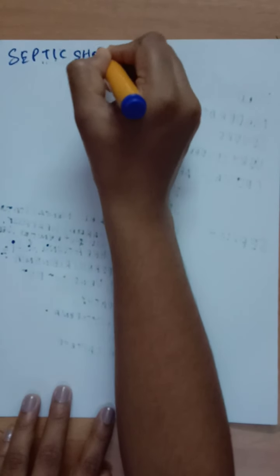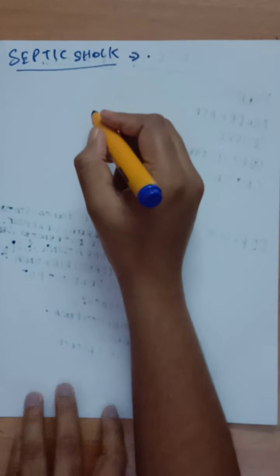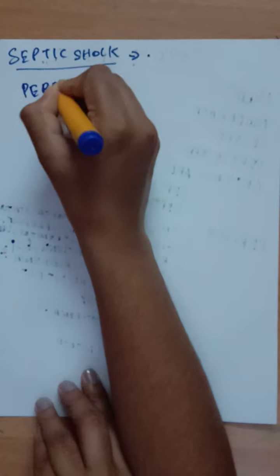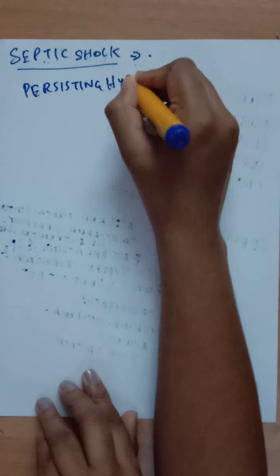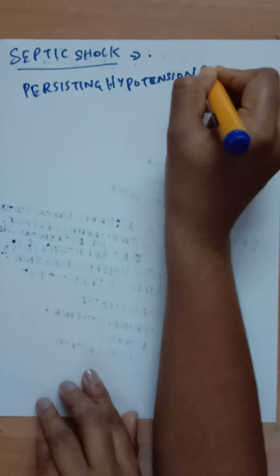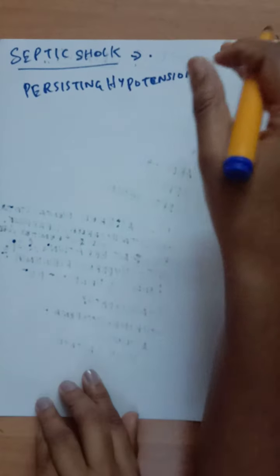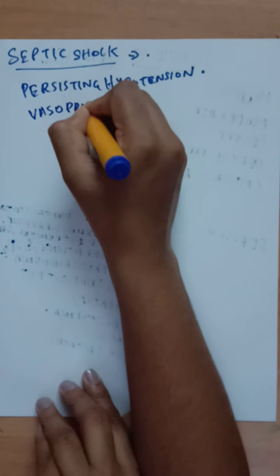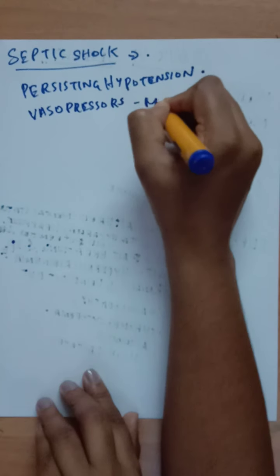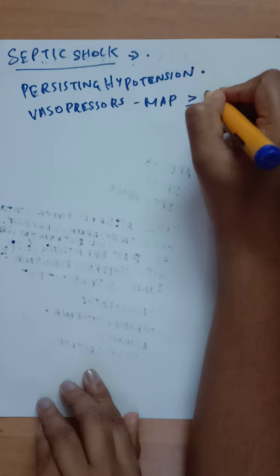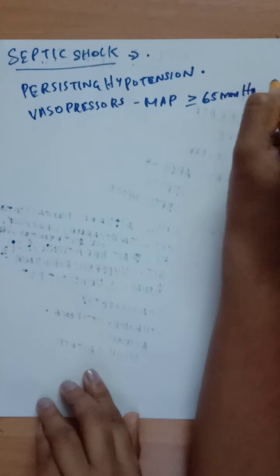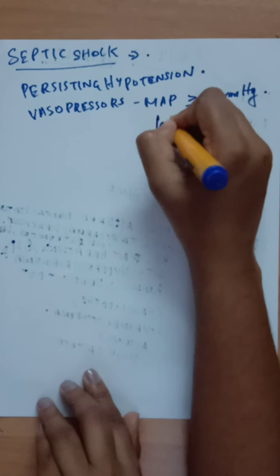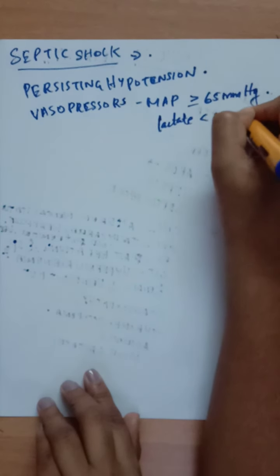Next, septic shock. There will be persisting hypotension in spite of adequate volume resuscitation, requiring vasopressors to maintain mean arterial pressure of more than 65 millimeters of mercury, and to maintain serum lactate less than 2 millimoles per liter.